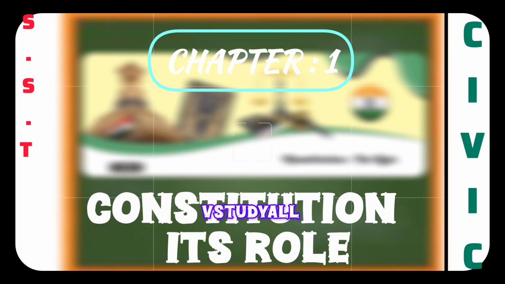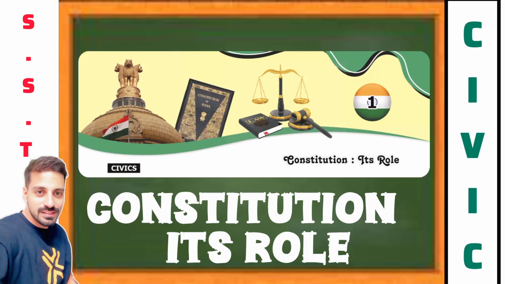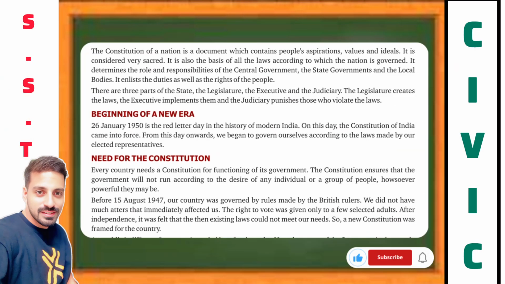Today we are going to start the first chapter of civics, which is Constitution, its role. So let's start the chapter. Start reading with me. The Constitution of a nation is a document which contains people's aspirations, values and ideals.